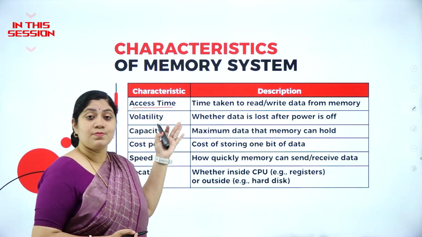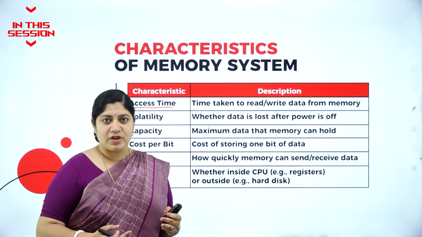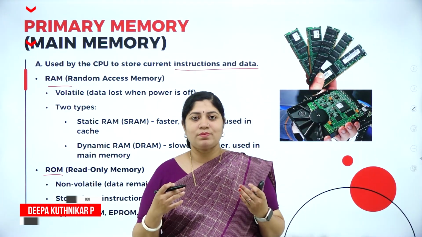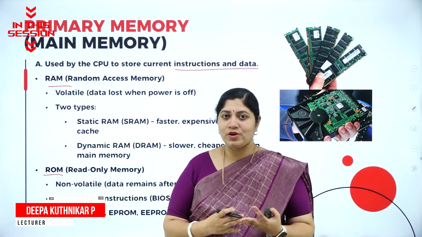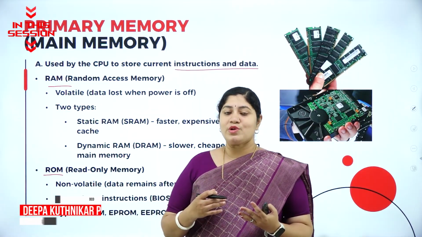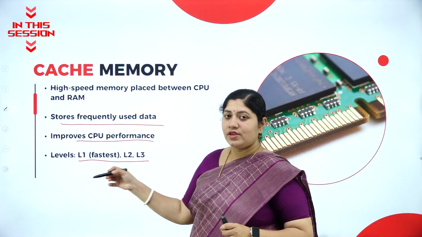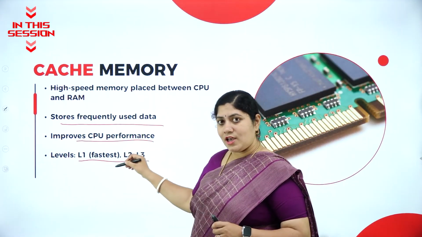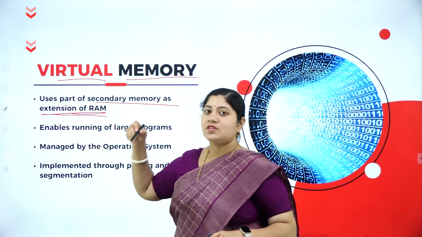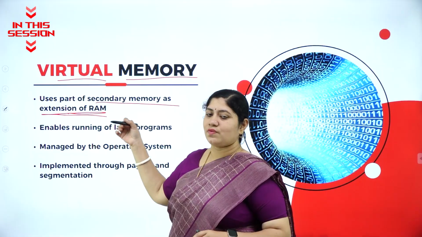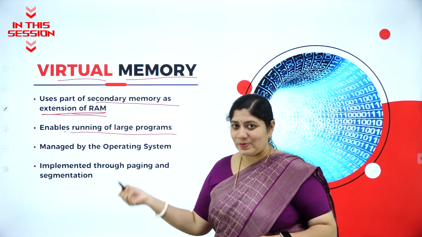This access time specifies the time taken in order to read or write any information. When we say RAM, it's nothing but random access memory. So yes, this is a memory where you can store your information. L1, L2, L3. So L3 is the slowest, L2 is the mid-level, and L1 is the fastest cache memory. It is used as an extension for RAM and it enables running of large programs.